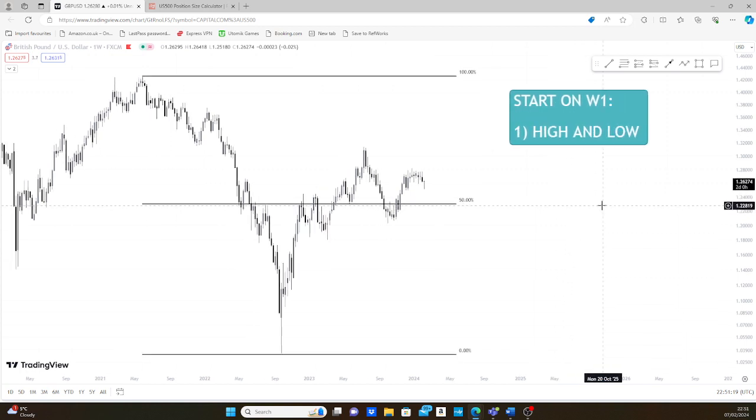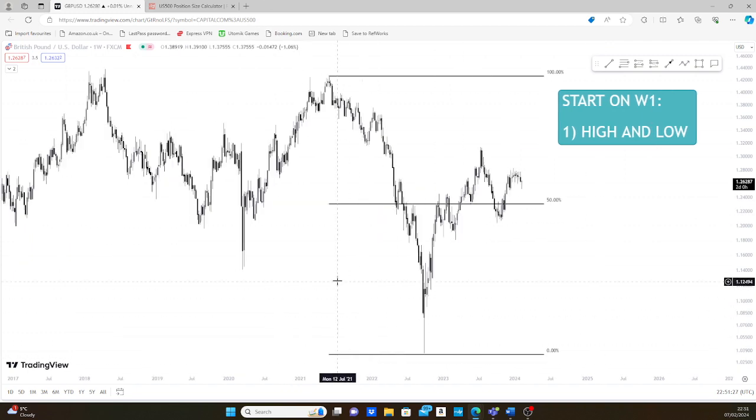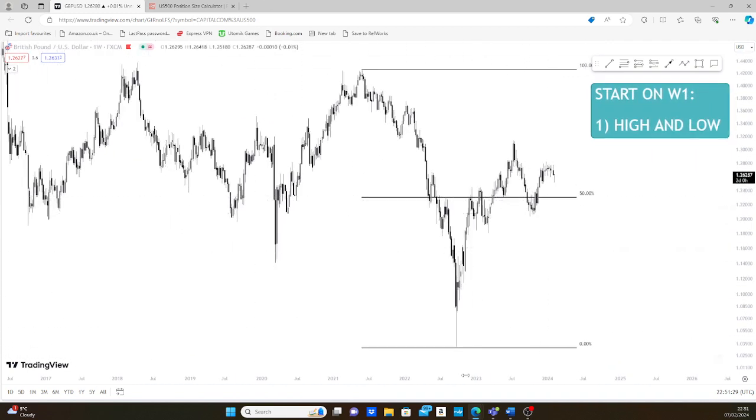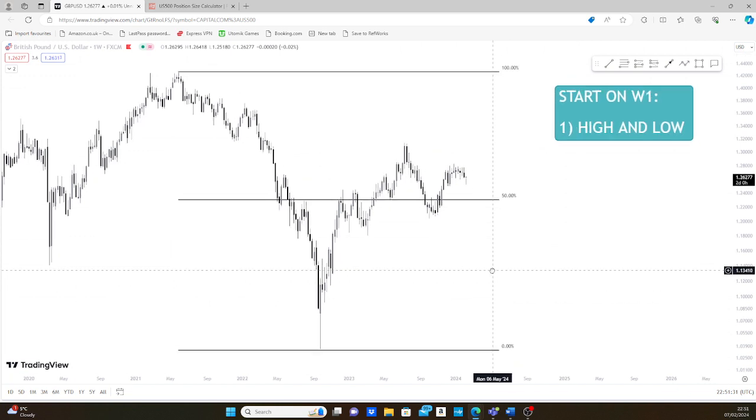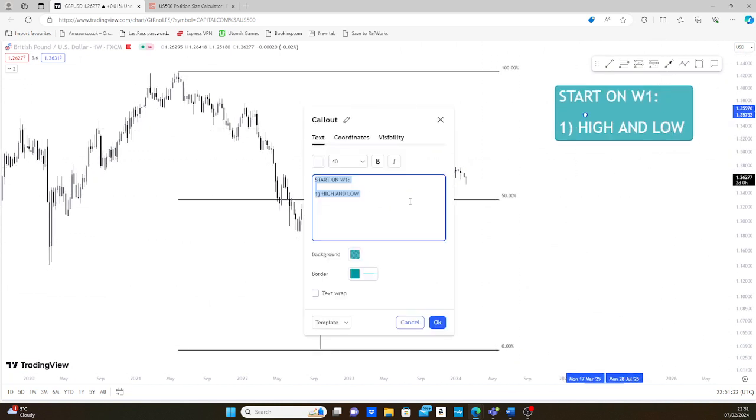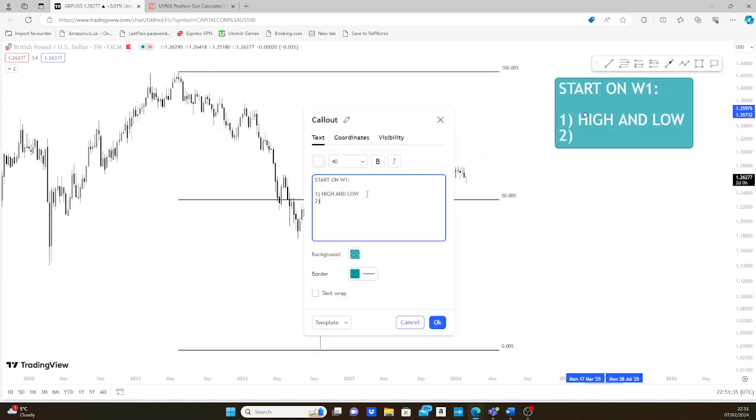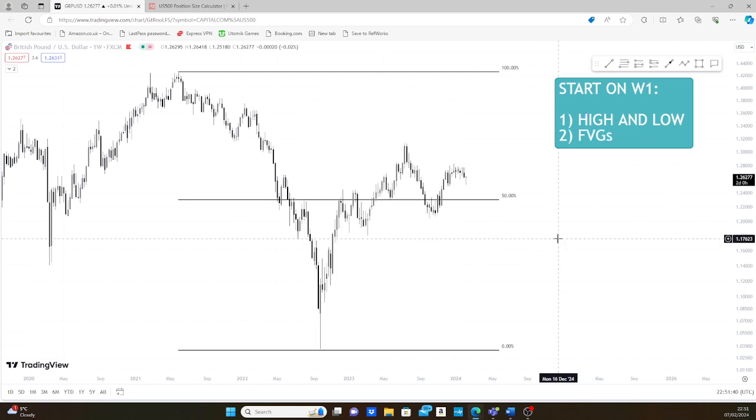The only reason why you need just one of them is because the weekly time frame is massive. One candle is obviously a week, and it takes a long time for weekly trends to form. It takes years for weekly trends to form. So only one high and one low is fine. So that's the first thing I'll do. The second thing I'll do is mark out my fair value gaps. Where are the inefficiencies in price? So FVGs for sure.